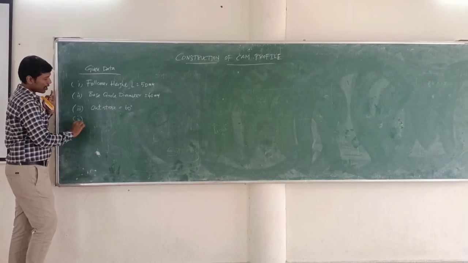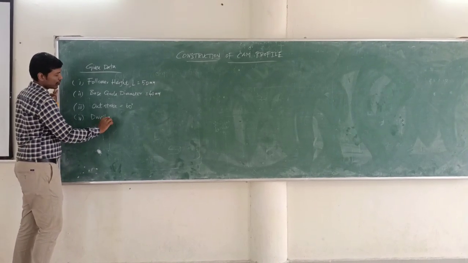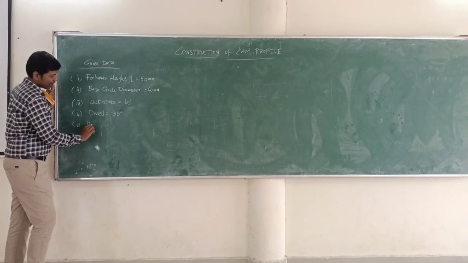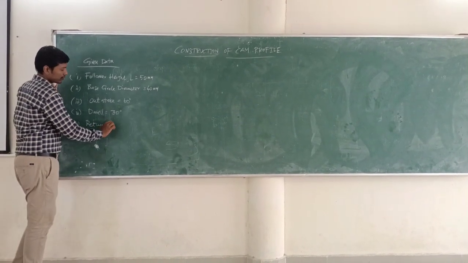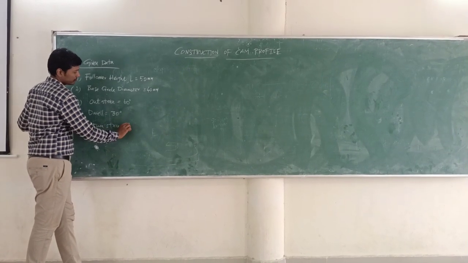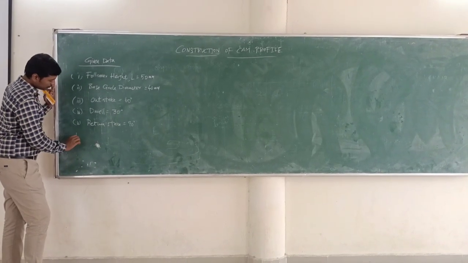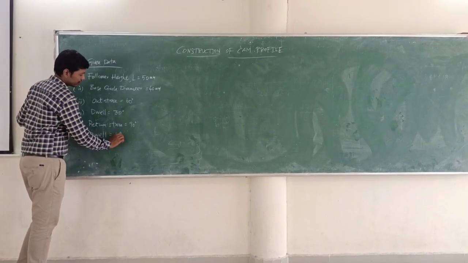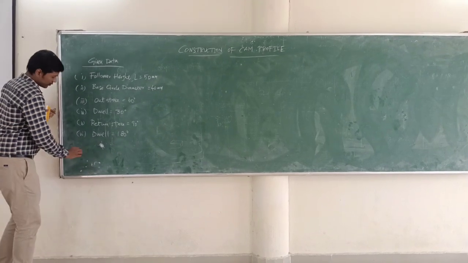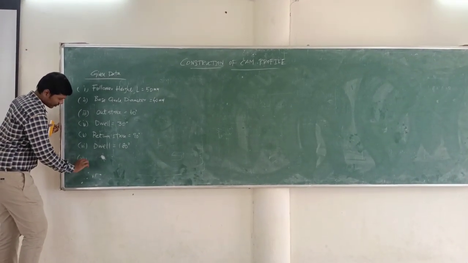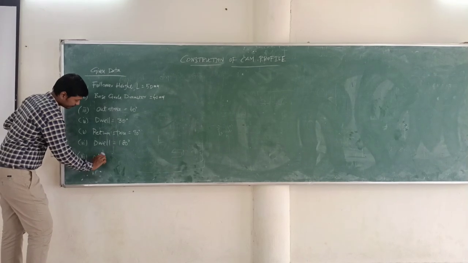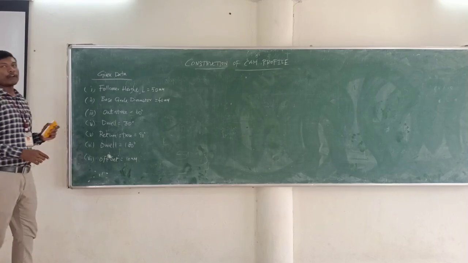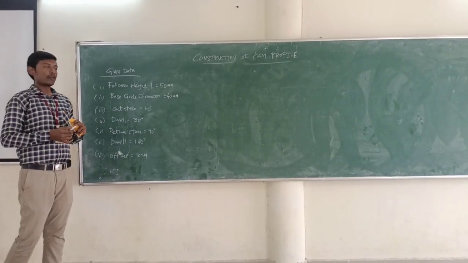The next one is a dwell. The angle of dwell is 30 degrees. Then the angle for return stroke is 90 degrees. The last angle value is also called dwell, which is 180 degrees. The offset value is 10 mm. And the type of follower is a knife edge follower.